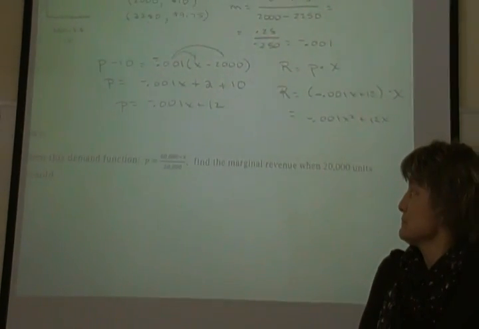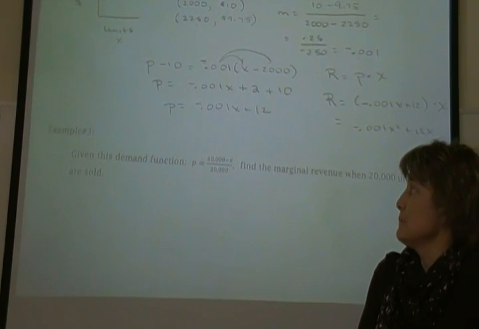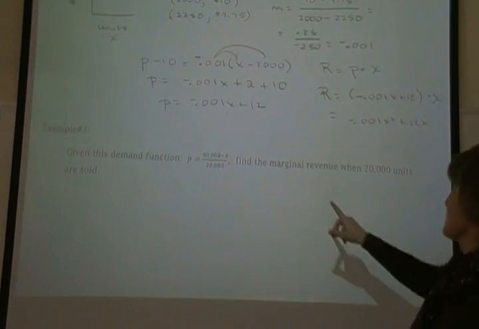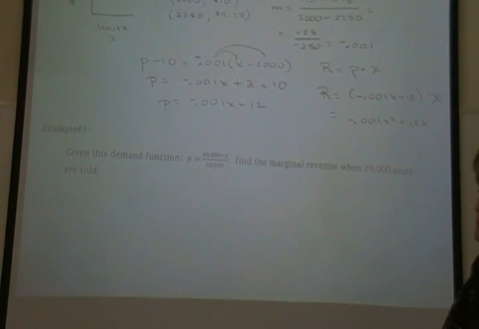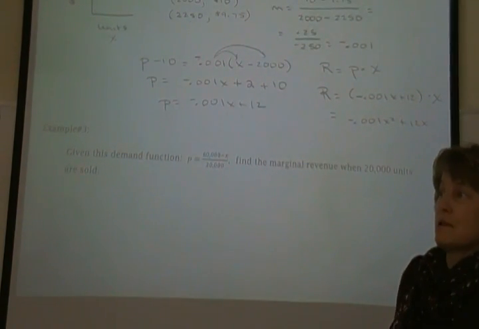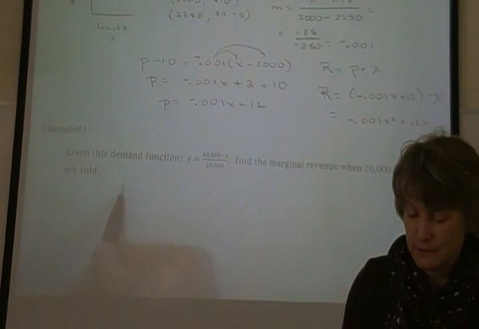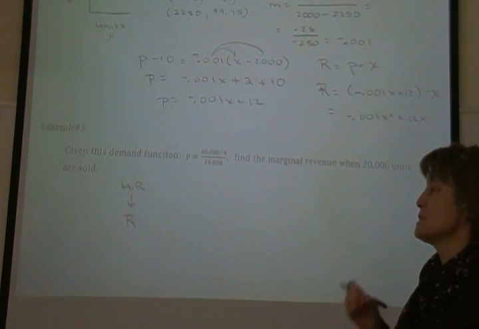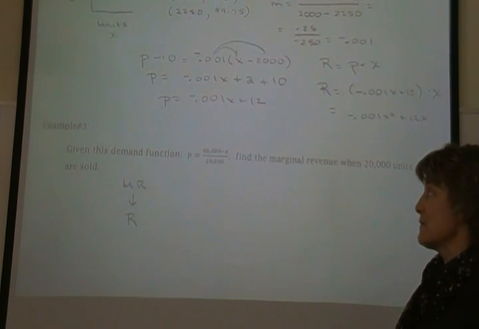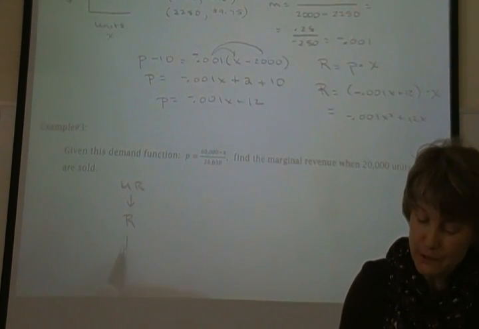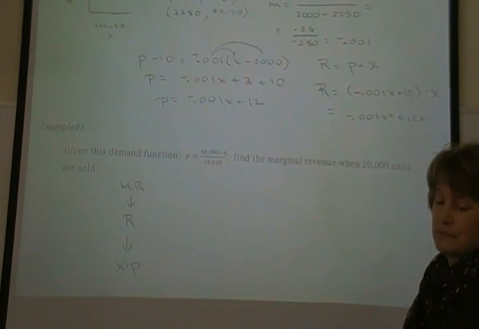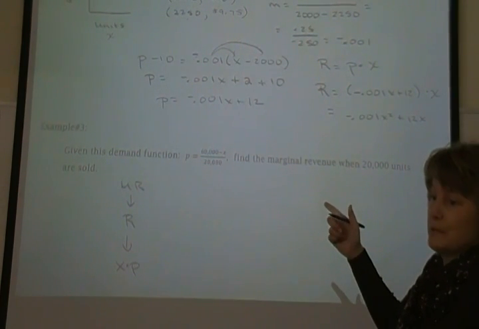The next example. Maybe I'll just give you a demand function. I'll just hand it to you. You don't have to find it yourself. If I just give you a demand function and then I ask for marginal revenue, then what you've got to think is, well, I can't get marginal revenue unless I first have revenue, because marginal revenue is the derivative of revenue. So I got to get revenue first. And I can't get revenue unless I know demand. But I do know demand. Somebody gave it to me.